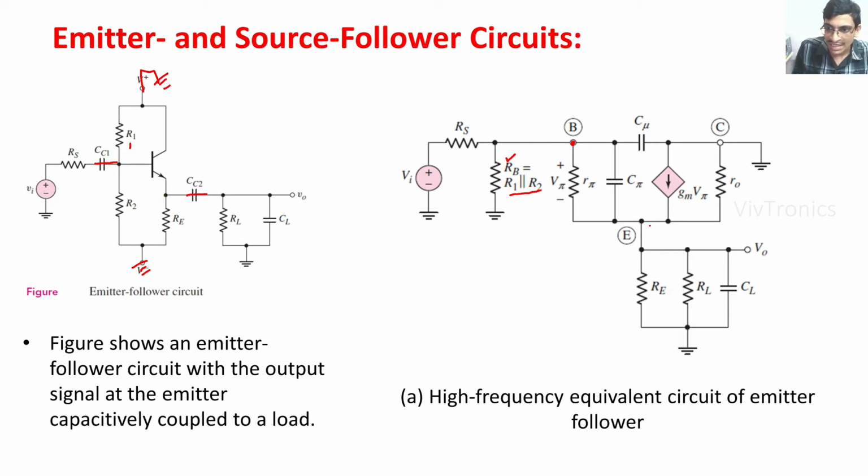As this is the emitter terminal, from the emitter to ground we have represented the Re resistance, and in parallel with Re we have the RL load resistor and the load capacitance CL. These two are also represented in parallel with Re, and at the output side the collector terminal has been grounded directly. Now this is the equivalent circuit for the emitter follower circuit.